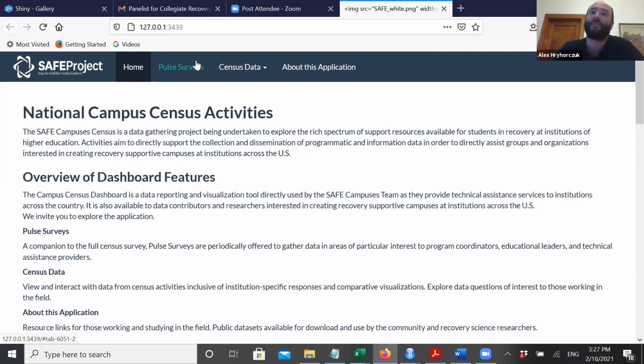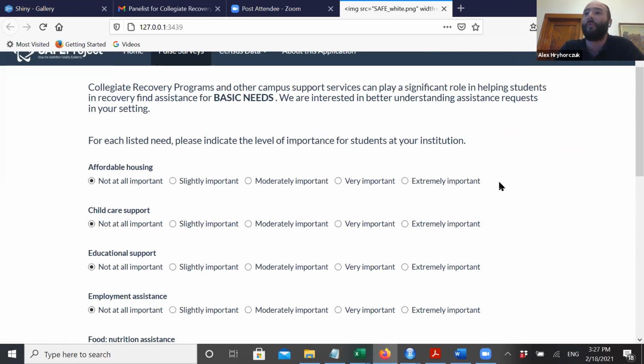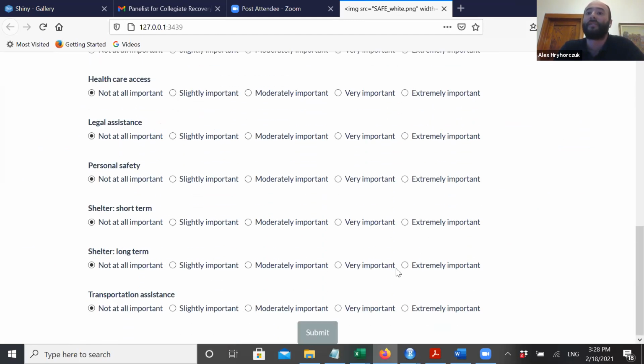So if there are questions, I just put in an example asking about providing assistance for basic needs. We have a Likert-style little survey here, on the level of importance for students at your institution, and you can go down and answer each one of these, then hit submit.